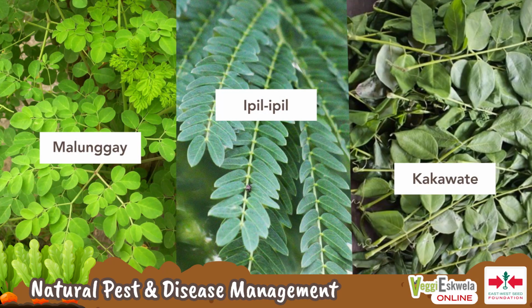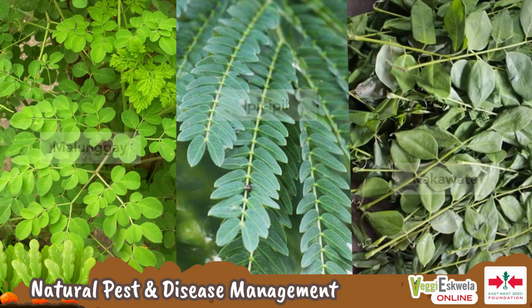For various plant diseases, the leaves of malunggay, ipil-ipil, and cacahuate can provide control. The mode of preparation is similar for these leaves. I will demonstrate using malunggay, also called moringa.